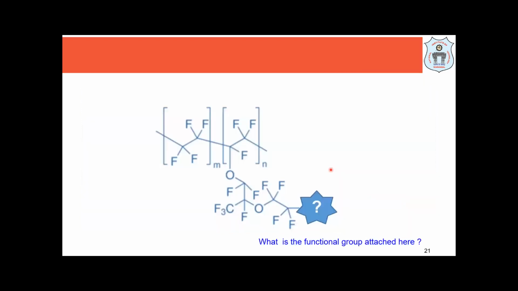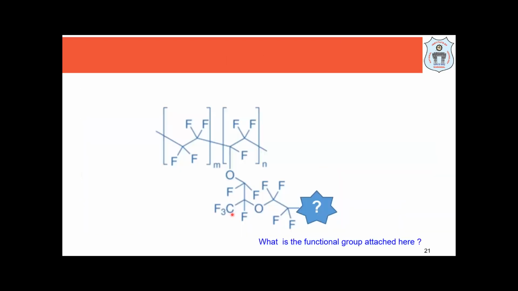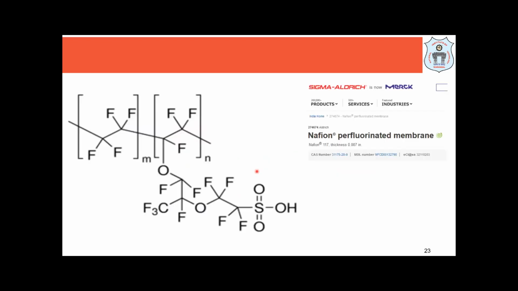So this is the structure of the Nafion membrane. You can see some functional group is attached here. As the name indicates, that is why the membrane gets the name perfluorocarbon sulfonic acid. What is the functional group attached here? We should know. An HSO3 group is attached at the end of this polymer. In this structure, a sulfonic acid group is attached: S double bond O, single bond OH. So this is the structure of a Nafion membrane.